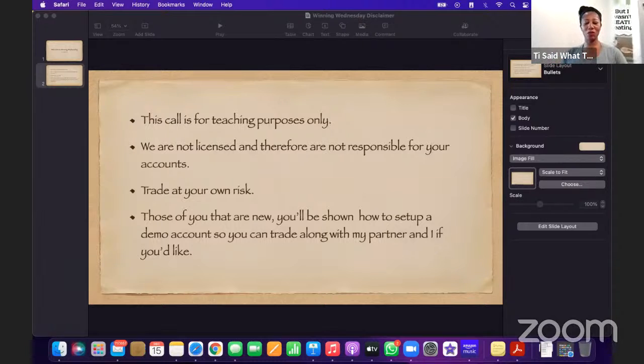This call, we want to let you know, is for teaching purposes only. Neither Alethea nor myself are licensed, and therefore we are not responsible for your accounts. We have trading accounts, that's what we're doing. Alethea is going to show you how she enters trades. I might show you how I enter trades. We ask that you trade at your own risk, even though you're following along. Along with that comes risk management. Usually for this session, Alethea suggests risking 1% or less of one's account. Your account, your risk. You can say 5, 10, 20, 100%.